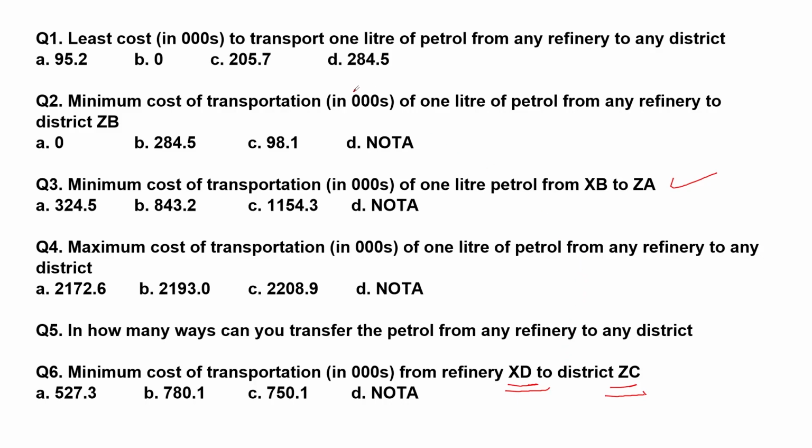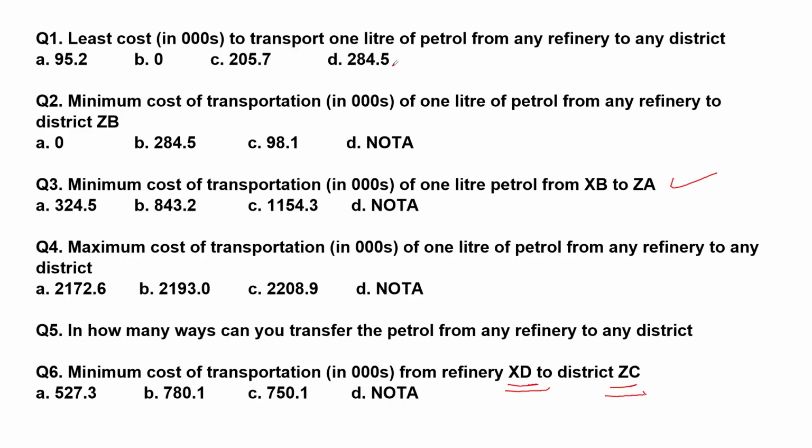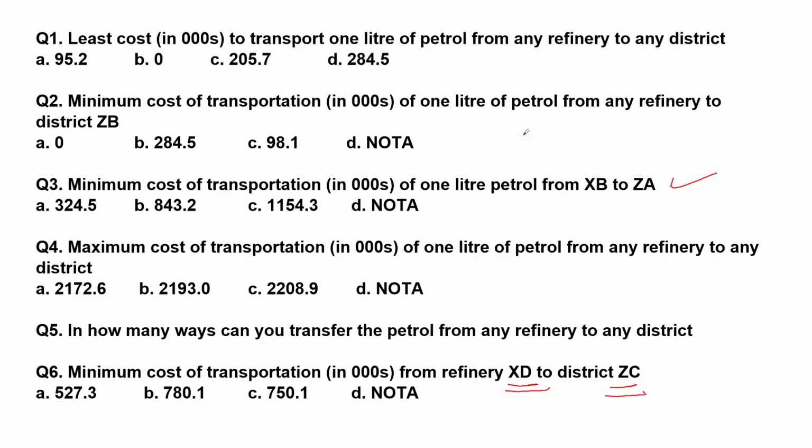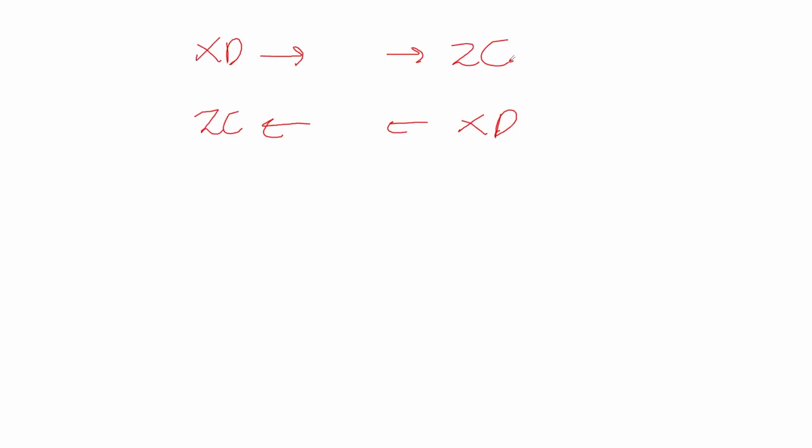Now over here we have the route, we have the starting fixed, that is XD. It will go to any depot and then to district ZC. This is from start to the end. Now we'll do the reverse also, ZC and XD. So we'll check the minimum price for both the cases, and the minimum of the two will be our answer. Okay, so let's first do for the first thing.